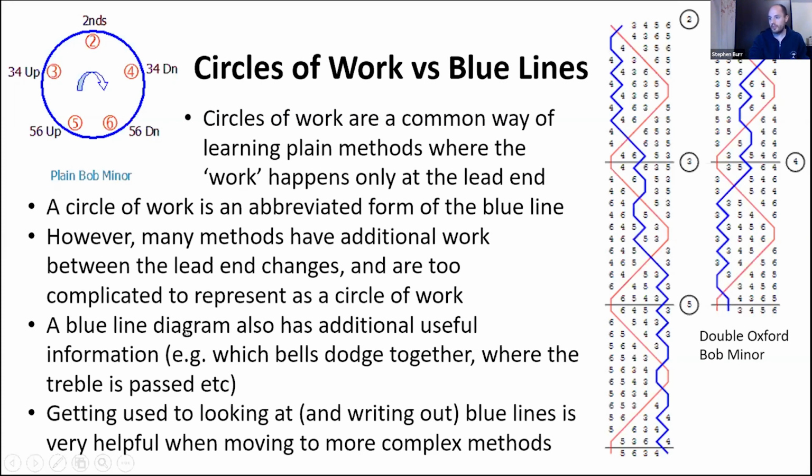But the blue line also has additional useful information. It's not just this blue line that we're interested in. It also tells us which bells dodge together. So we can see that if we're on the second at the beginning of double Oxford, then we're going to be dodging with the fourth in a plain course. That can be helpful. We can also look at where we pass the treble, for example. And as we're going to talk about in the next couple of slides, where you pass the treble can be really quite informative. So I would advise that as well as using circles of work, and I'm certainly not saying that we shouldn't use these because they're incredibly useful, at the beginning of your method ringing career, I would advise getting used to looking at and also writing out the blue lines as well as learning the circle of work. The sooner you start to learn how to read and write the blue lines, the easier you'll find it to move on to more complex things.